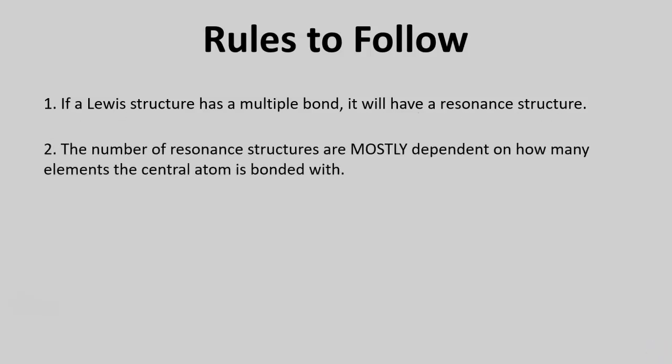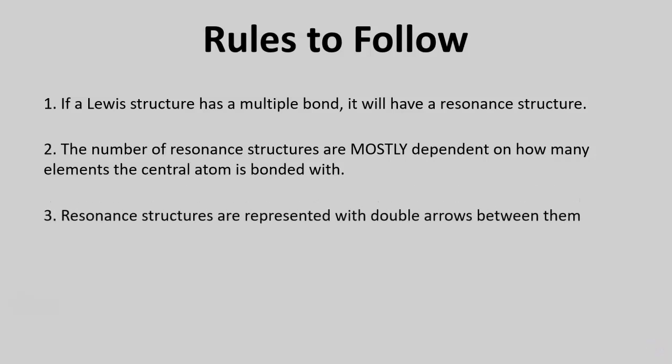The second rule I want you to make sure you're following is that the number of resonance structures is mostly dependent on how many elements the central atom is bonded with. I say mostly because I typically don't like to use the words always and never in chemistry. Rules tend to change. Third rule of thumb, resonance structures are represented with double arrows between them. I know I already told you that, but that's what those double arrows mean.